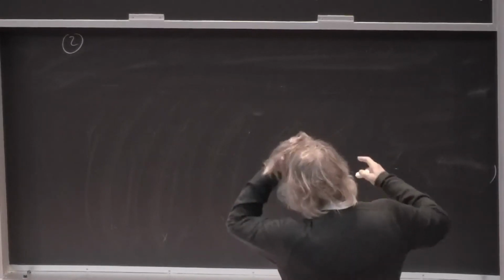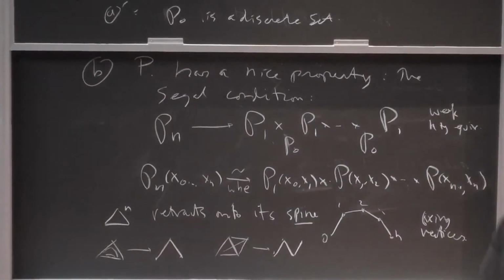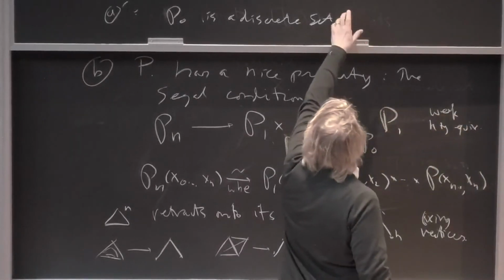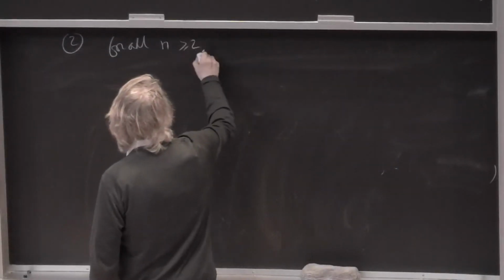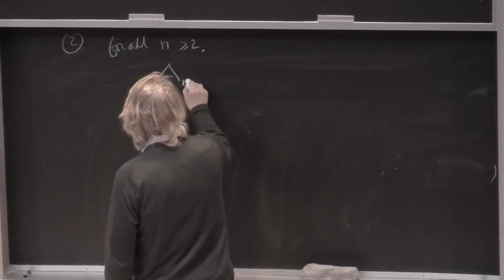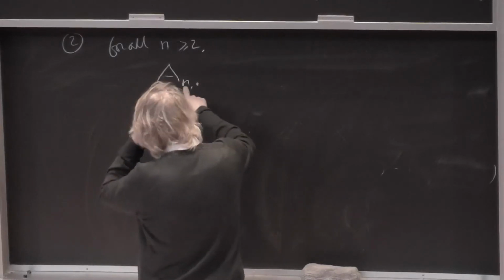Anyway, in this point of view, what we're doing here is discretizing the space on the 0 level. And then the second condition is the Segal condition: for all n, say, greater than or equal to 2, we have a map. So, this is a bisimplicial set.